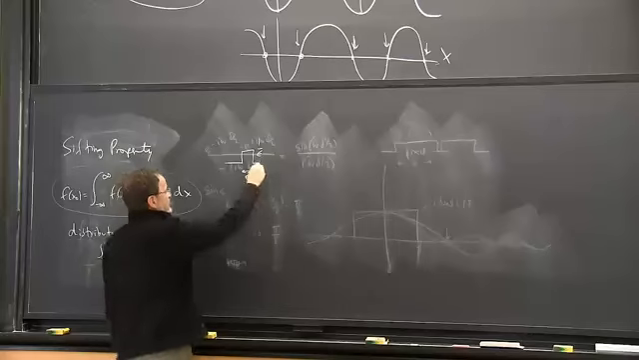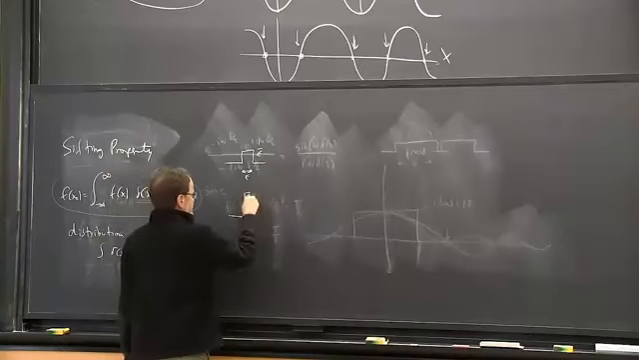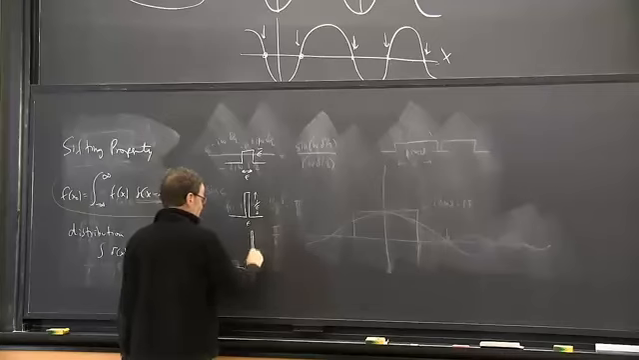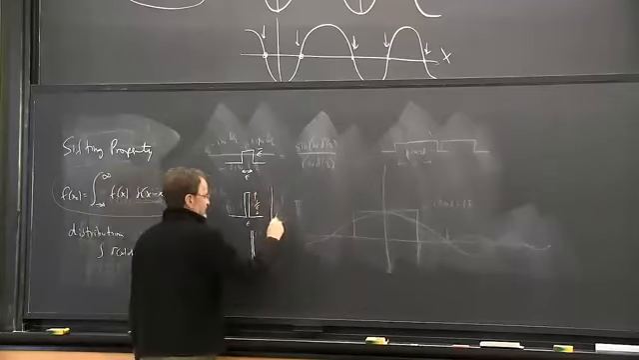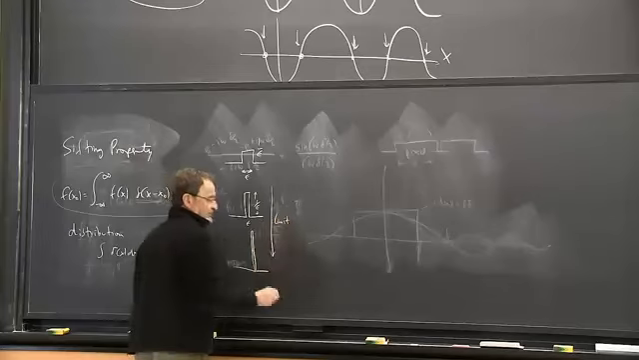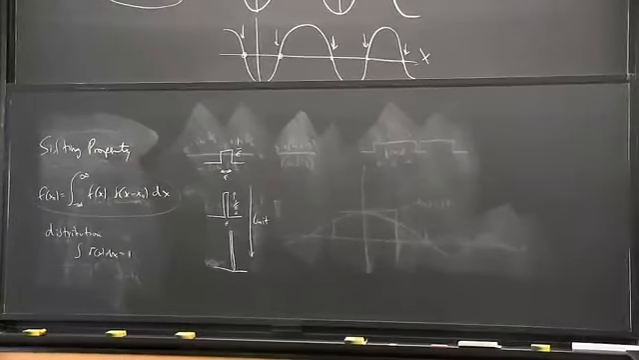Here's a boxcar with a unit area. And now if I make epsilon smaller, it becomes narrower, and it becomes higher. And you can kind of think of the unit impulse as the limit of this. But you know, it's not mathematically correct to say that.